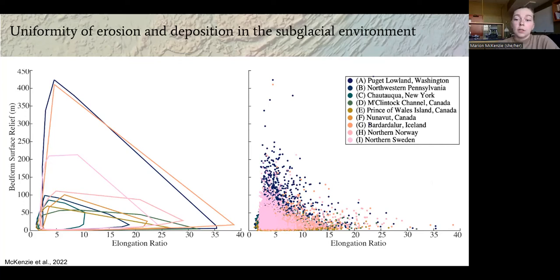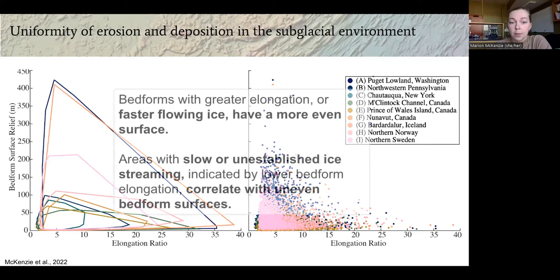When looking at low elongation ratios, where ice is moving slower to make these features, the bedform surface relief begins to get very large. This is an indication that the subglacial processes are less organized and are not depositing or eroding material in a uniform manner across the landscape.